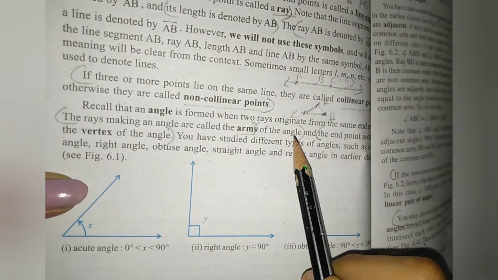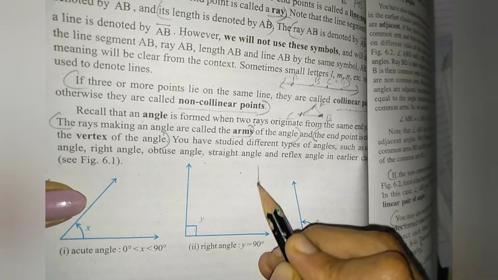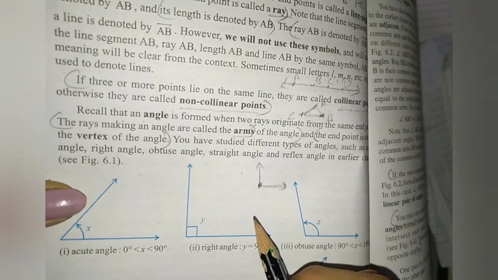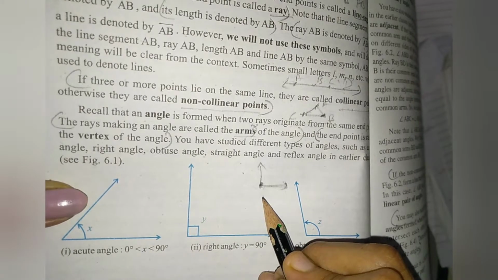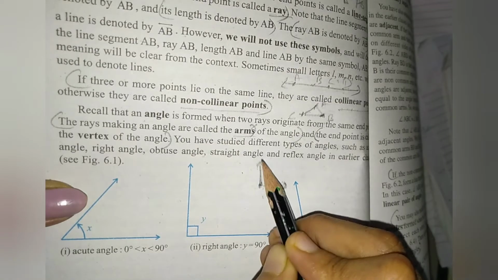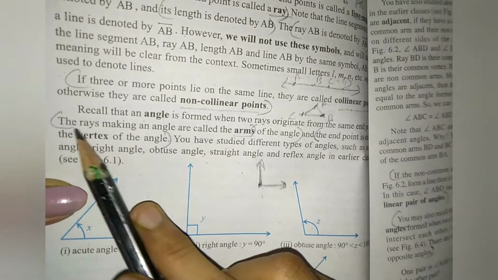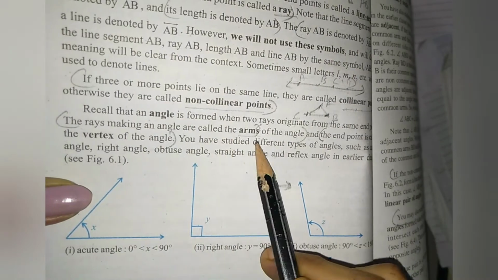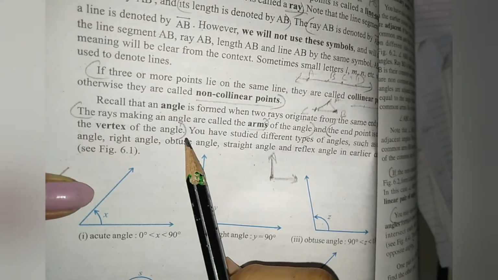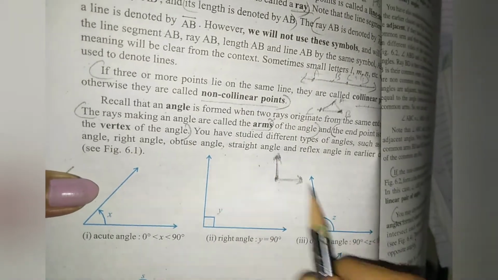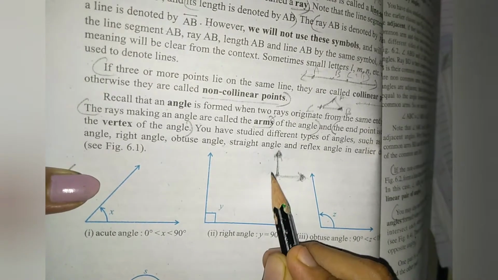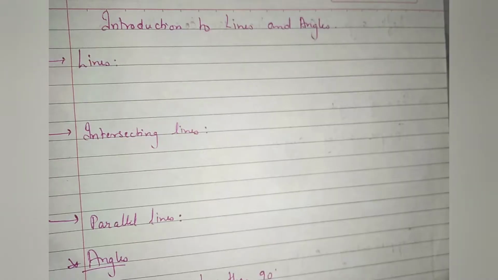A ray making an angle is called the arm of the angle. Now your angle is there, okay, this is a ray. By merging two rays, it forms an angle. Now this is called the first arm, and this the second arm. The rays making an angle are called arms of the angle. The endpoint is called the vertex of the angle. This endpoint is called the vertex. This is also the vertex.